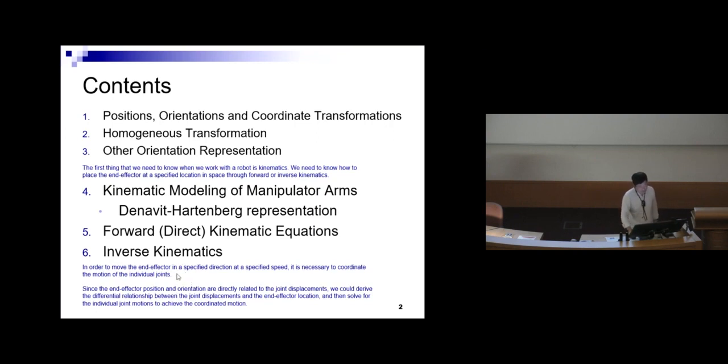Next week, because what happens here is we want to move the end effector in a specified direction at a specific speed. So you need to coordinate the motion of the individual joints. The end effector position and orientation are directly related to the joint displacement. We could derive the differential relationship between the joint displacement and the end effector location, and then solve for the individual joint motion to achieve the coordinated motion. So this will be the topic for next week. The differential relationship over here is the Jacobian matrix.